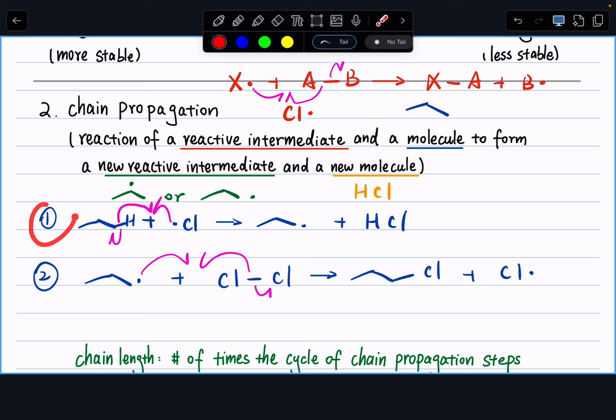For every reaction 1 going on, we're generating a carbon-centered radical. That carbon-centered radical will react with Cl2 to regenerate another Cl dot that can again feed into my step 1 and continue the propagation. So that's why this is a little bit special, right? It's like a sequential way that's going in a cyclic fashion.